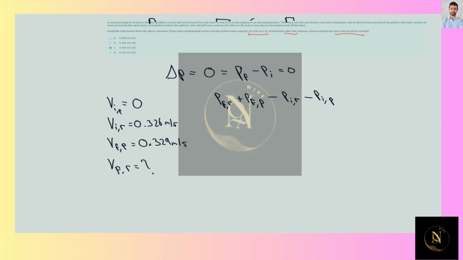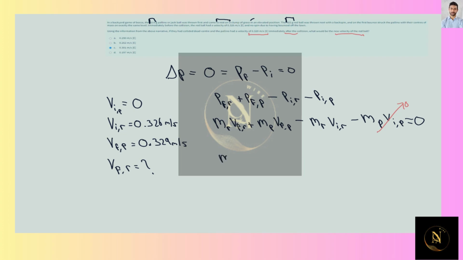So the final momentum for the red ball is mass of red times final velocity of red, plus the final momentum of the palino ball, mass of the palino ball times its final velocity, minus the initial momentum, mass of the red ball times initial velocity of the red ball, minus mass of the palino ball times the initial velocity of the palino ball. Let's cancel things that are equal to 0. Since the palino's initial velocity is 0, we get 0 over here, and the sum of all of this needs to equal 0, so we can get the value for the final velocity of red.